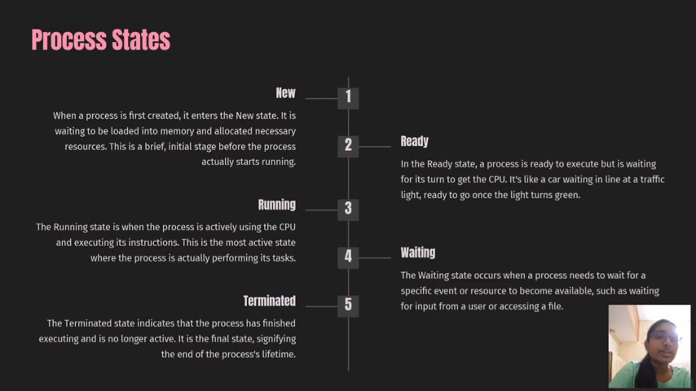The running state is when the process is actively using the CPU and executing its instructions. This is the most active state where the process is actually performing its tasks. Fourth step, waiting. The waiting state occurs when a process needs to wait for a specific event or resource to become available, such as waiting for input from a user or accessing a file.